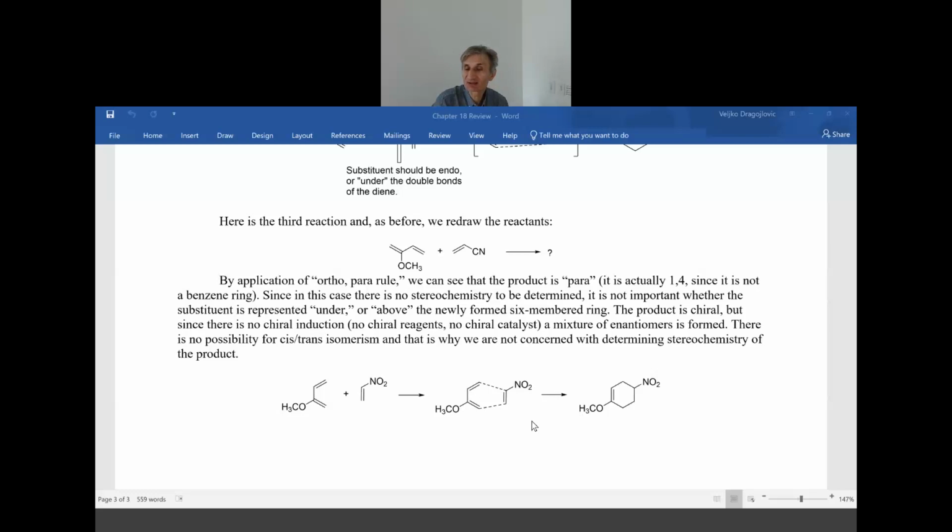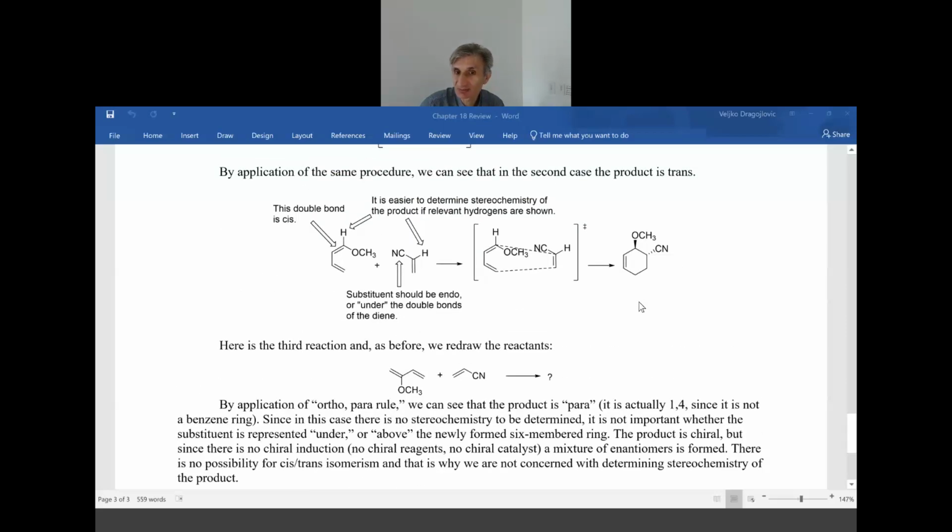Or if we added some chiral catalyst or used a chiral solvent or something like that, then we could have preferentially one enantiomer. But in any case, at this level, an introductory organic chemistry course, you wouldn't be able to actually do a proper analysis of something like that. So if it's only a chirality center, you don't worry about stereochemistry because there is no preference for one enantiomer over the other. But if it's cis-trans, as in the previous two examples, you need to know how to determine whether the product is cis or trans.